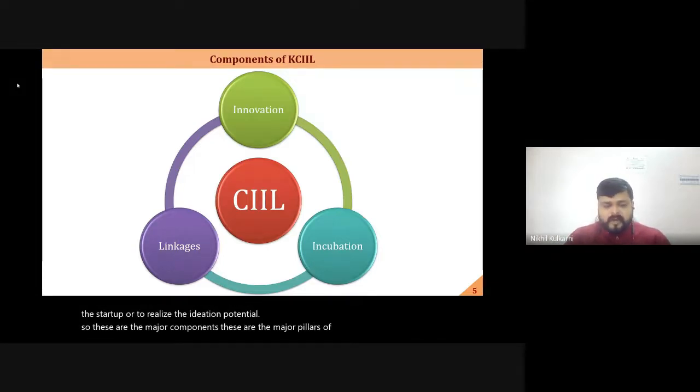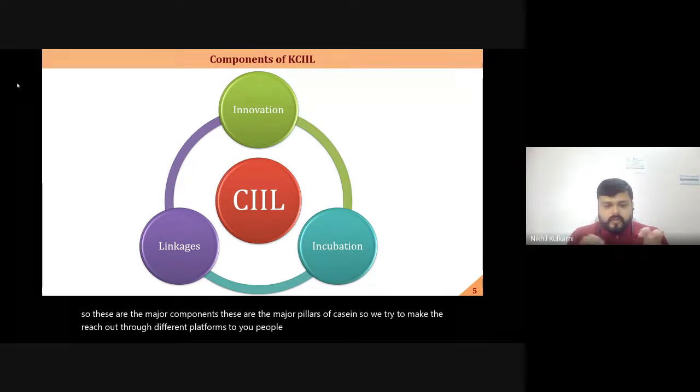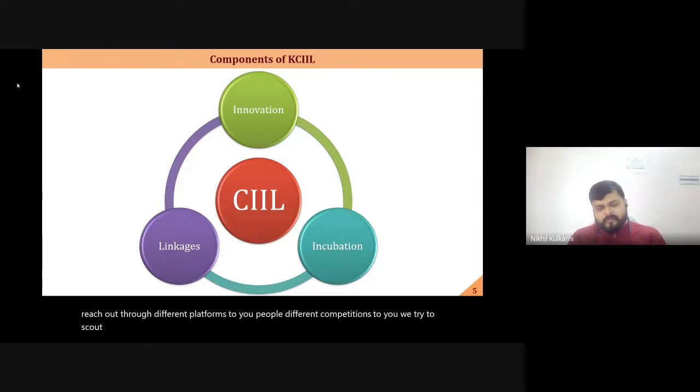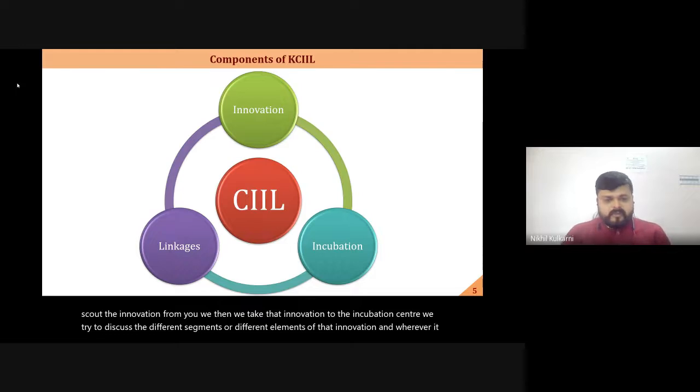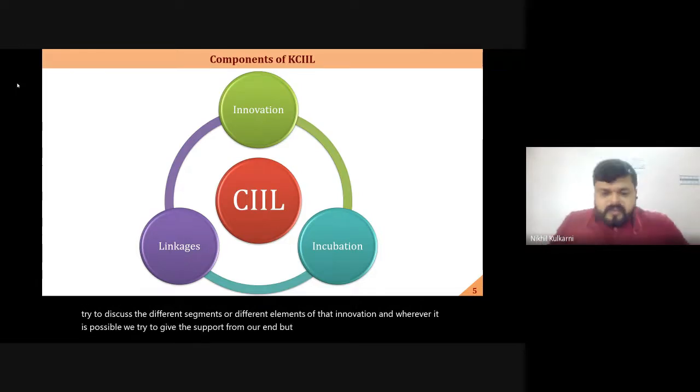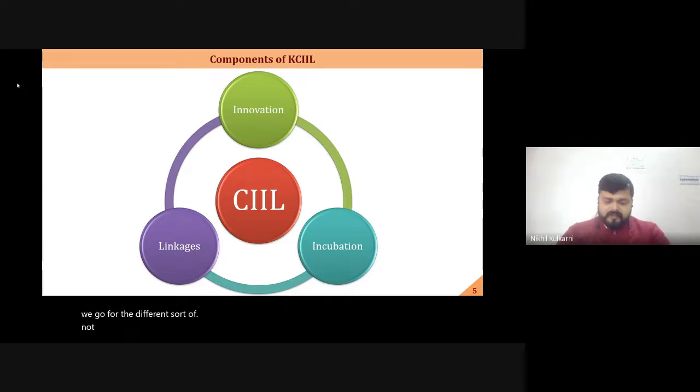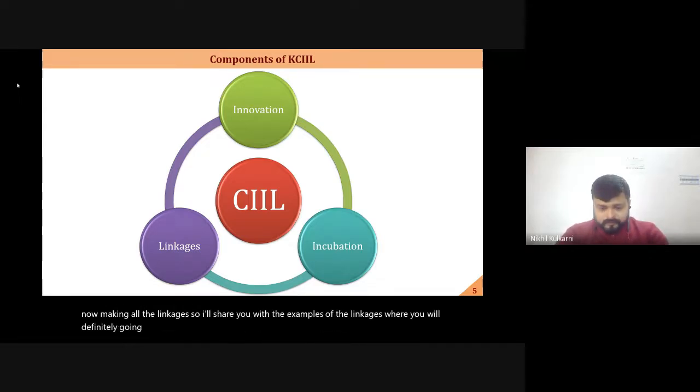We try to reach out to you through different platforms and different competitions. We try to scout the innovation from you. We take that innovation to the incubation center. We discuss the different segments or elements of that innovation, and wherever possible we give support from our end. But if it is not possible, then we go for making linkages. I'll share examples of the linkages where you will definitely feel grateful looking at them.